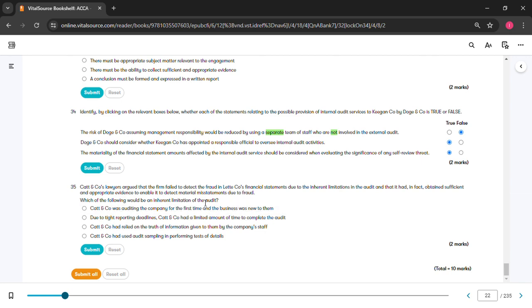Cat and company's lawyers argued that the previous auditor, the firm, failed to detect the fraud at Letty due to inherent limitations in the audit, and that it had in fact obtained sufficient and appropriate evidence to enable it to detect material misstatements due to fraud. Which of the following is an inherent limitation of the audit? Any idea about the answer?